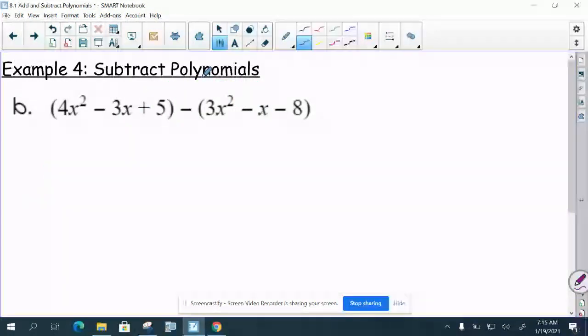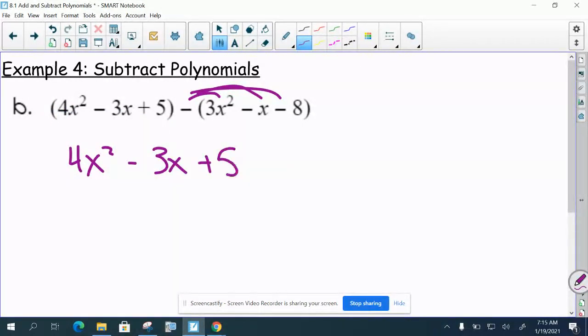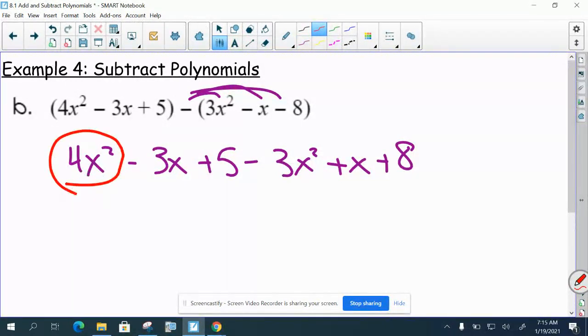All right. Next one. So same thing, I'm going to distribute the negative sign into this parentheses. We can get rid of this parentheses because there's nothing in front of it. And then we've got minus 3x squared. I'm going to flip the signs, plus x plus 8. So now let's combine like terms. So the highest exponent is x squared again. 4x squared minus 3x squared.